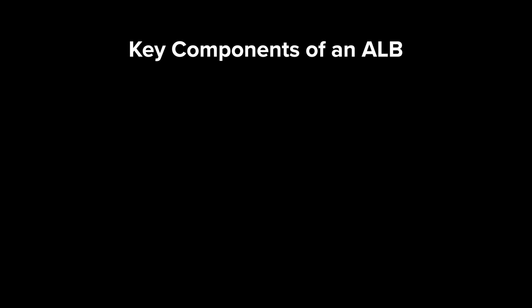Now let's break down the key components of an Application Load Balancer. First, the listener. Think of the listener as the doorman of the load balancer. It listens on specific ports, usually port 80 for HTTP and port 443 for HTTPS. Any request coming in from clients hits the listener first.